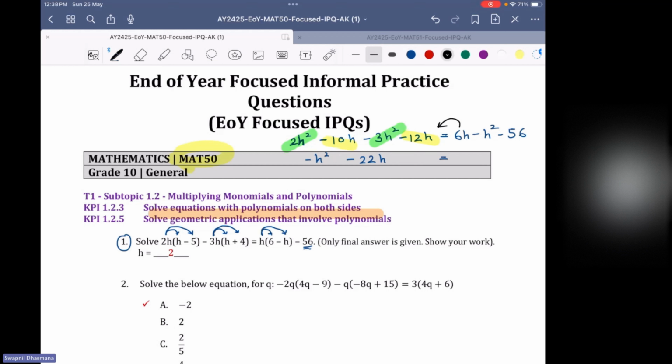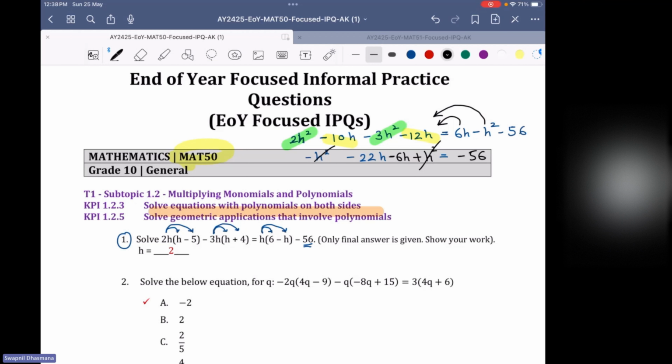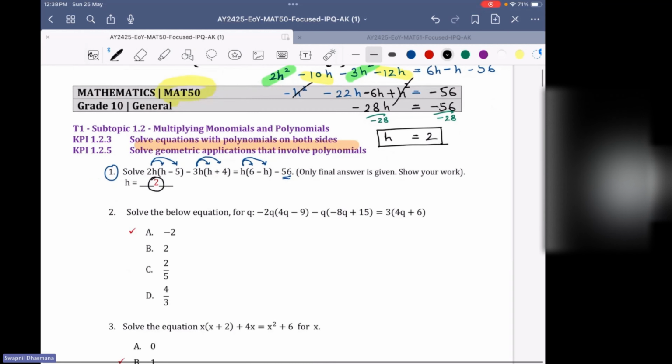Bring 6h to this side and h squared to this side, so the signs will change and it'll become negative 6h, positive h squared. Negative 56 on the right side only. These two will be 0, h squared minus h squared, and the other part would be 28h. Now you can divide both sides by negative 28. You don't have to show it, but I'm doing it just to show you the process. So finally the value of h would be positive 2, which is given here.